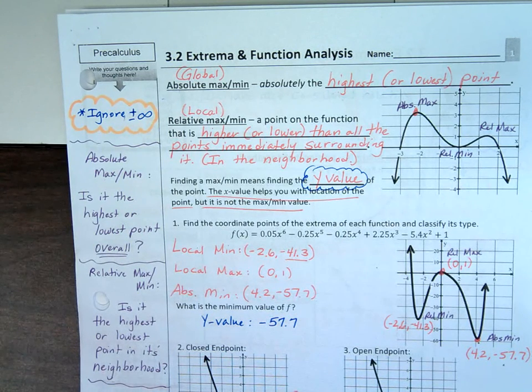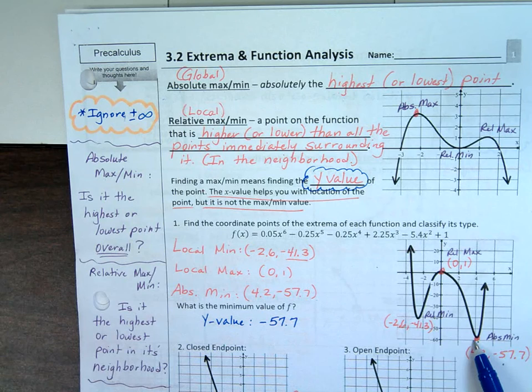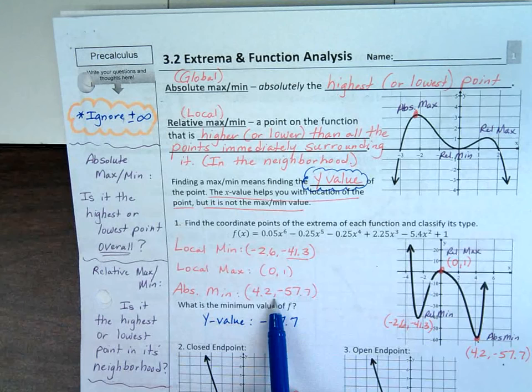But let's go to absolute minimum. If I'm looking at this picture, is there a lowest point overall in the whole picture where it doesn't go any lower? Yeah, over here, right? This guy? He's my lowest of all. Nobody gets lower than him. He's the low guy. So I have an absolute minimum at that coordinate, 4.2, negative 57.7.